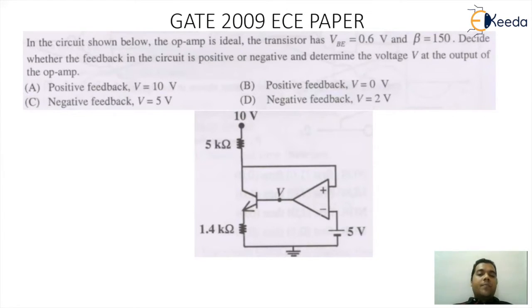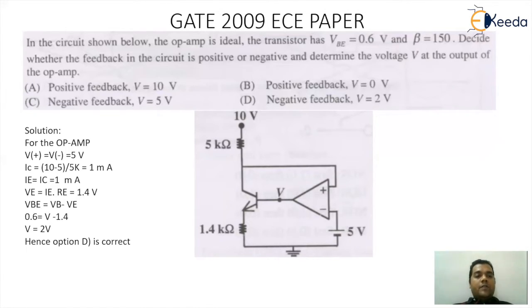So again, we can use the property of the op-amp that the V plus potential is going to be equal to the V minus potential, because it is the ideal behavior of the op-amp. So the value of V plus pin will be 5 volt. So the collector voltage will be 5 volt. So we can find the collector current as 10 volt minus 5 volt divided by 5K, which will give us 1 milliampere. Now we are taking IE equal to IC equal to 1 milliampere.